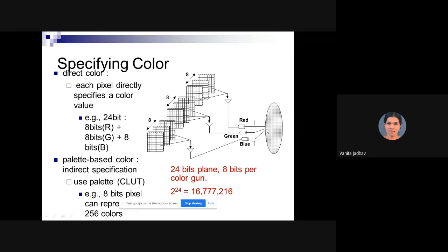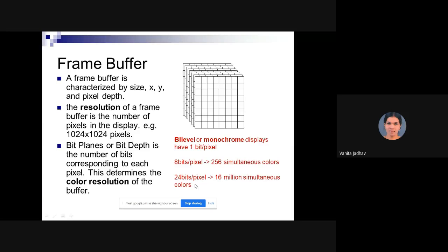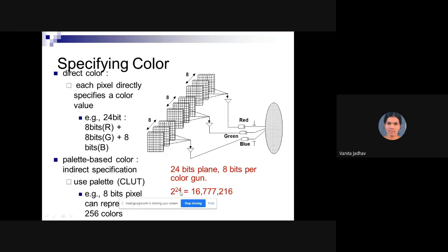So in total, to highlight one pixel on the screen, we have used 24 bits. So these 24 bit planes, 8 bits per color gun. How many colors are we able to get? We are able to get 2 raised to 24, that is, this many colors. Nowadays, whatever color CRTs and color TVs we are using, they are able to reflect almost about 16 billion colors on the screen.